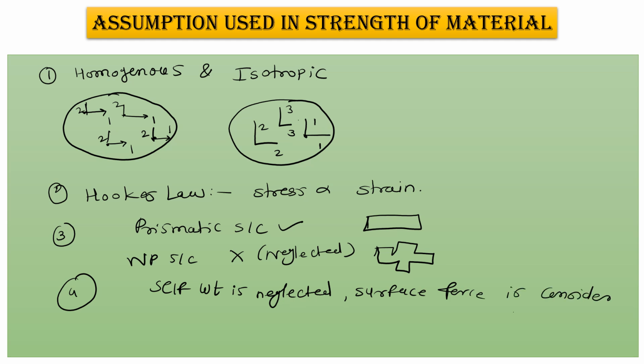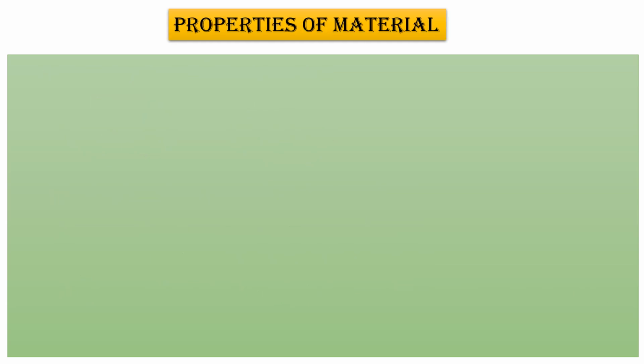Okay, so these are the 4 assumptions used in the strength of material. Then next is properties of material. In that, the first property is ductility. The second is malleability. There is one short trick for ductility and malleability. Remember DW for ductility and MS for malleability.